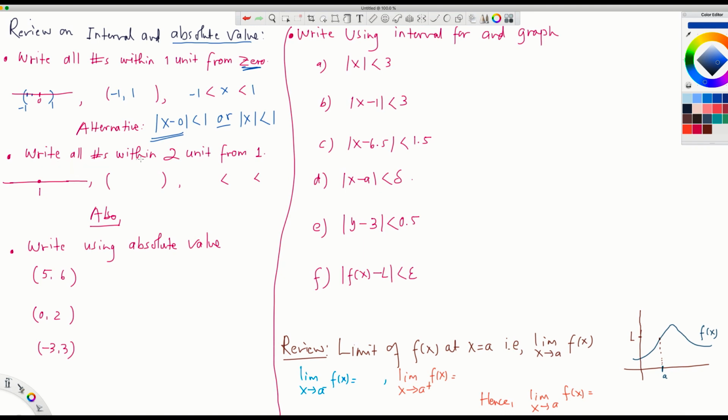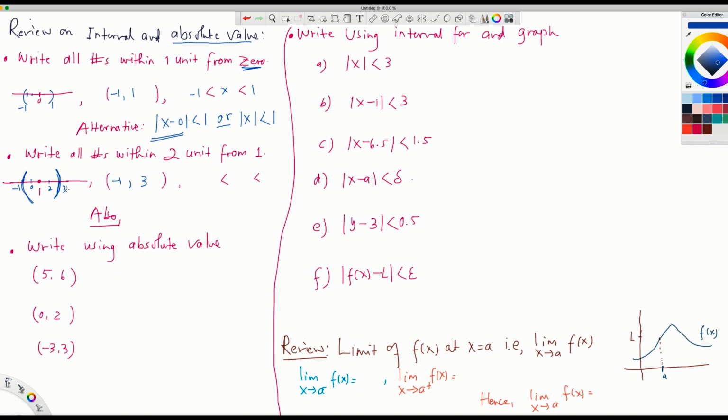Write all numbers within 2 units from 1. This is 1. You want to write within 2 units. So that is 2 units. Within 2 units to the left, right? And then this is within 2 units to the right. You see that? So these are the interval notation. Since this is 1, this should be 0. This should be -1, right? This is 2. This is 3. You see that? So you can write -1 through 3. That is the interval notation for this.